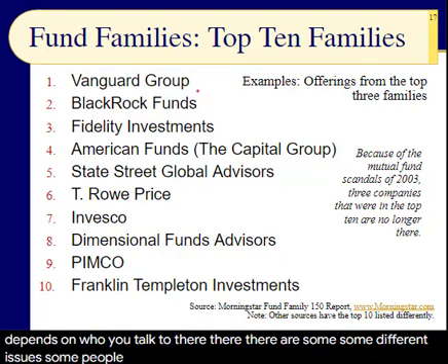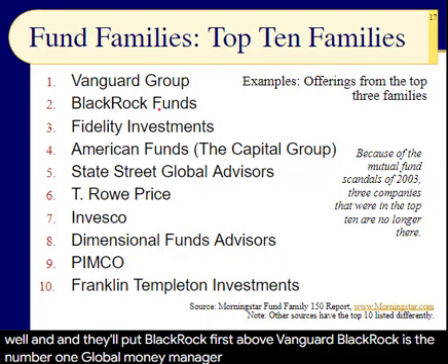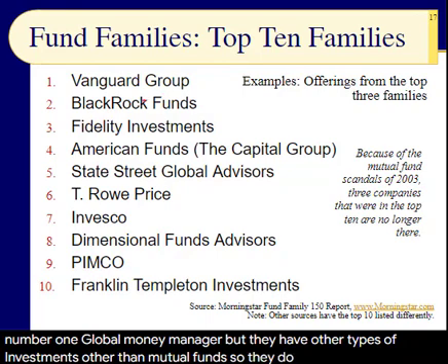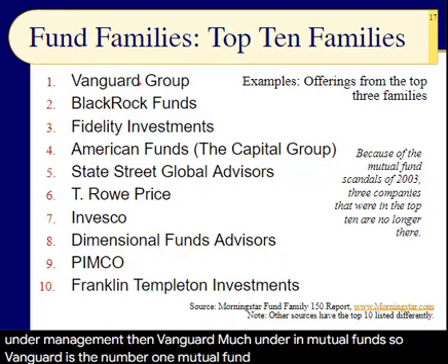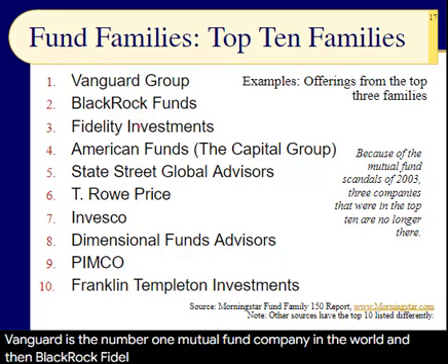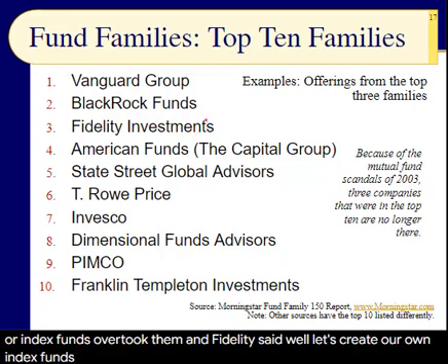Some people don't actually understand the companies that well, and they'll put BlackRock first above Vanguard. BlackRock is the number one global money manager, but they have other types of investments other than mutual funds. So they do have more investments under management than Vanguard, but they don't have as much in mutual funds. So Vanguard is the number one mutual fund company in the world. And then BlackRock. Fidelity used to be number one, and then Vanguard with their index funds overtook them. And Fidelity said, well, let's create our own index funds. So they have index funds.